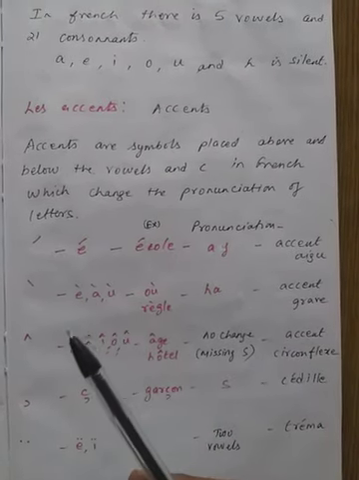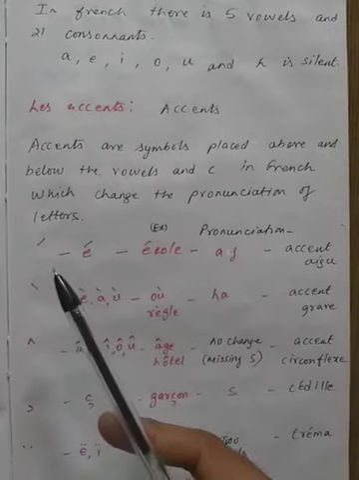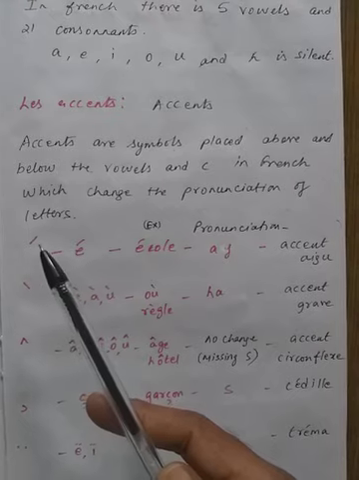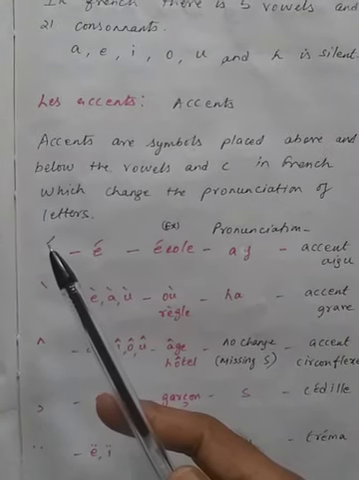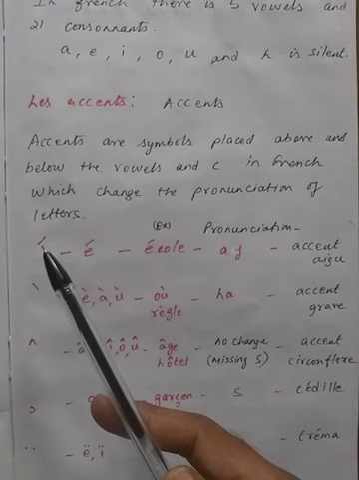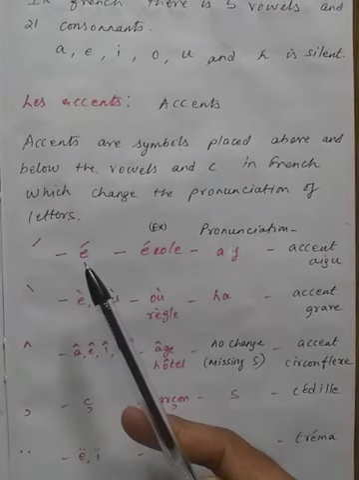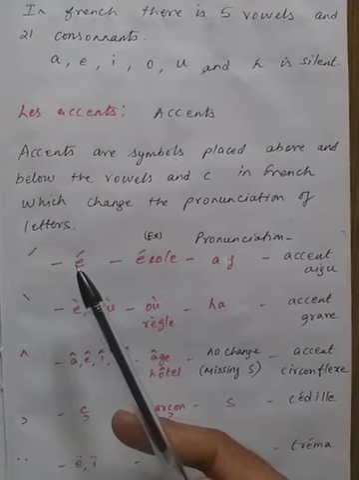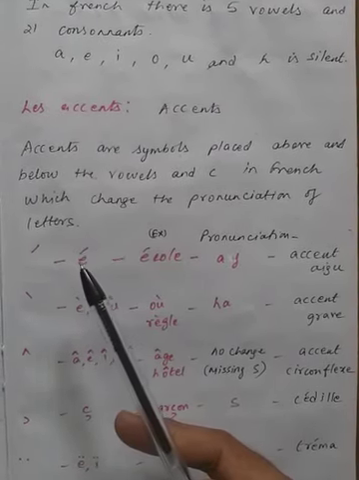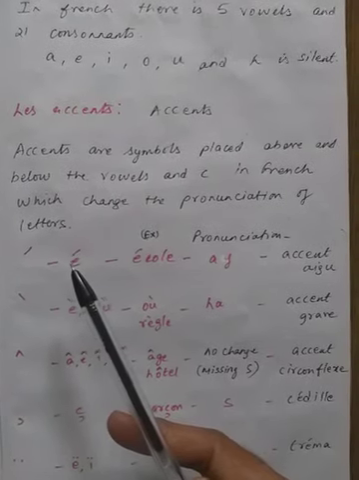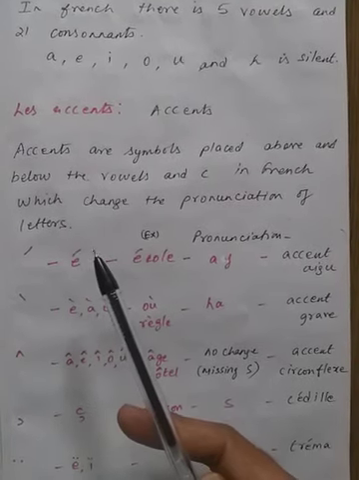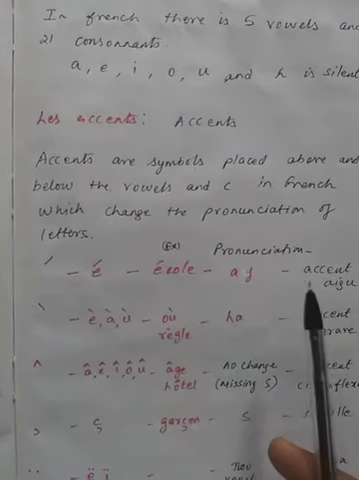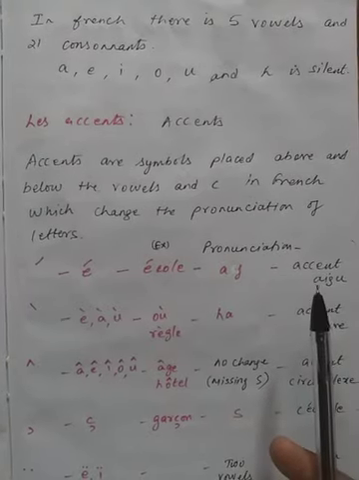There are 5 accents. See the 5 accents. First one, drawing a line in this direction. Look at the line I have drawn here. Above the alphabet you have to put a line like this. Above the vowel I have drawn a very small line, from bottom left to top upwards. This is called accent aigu.